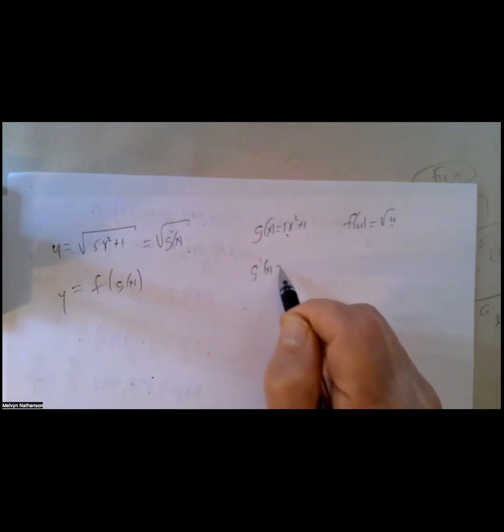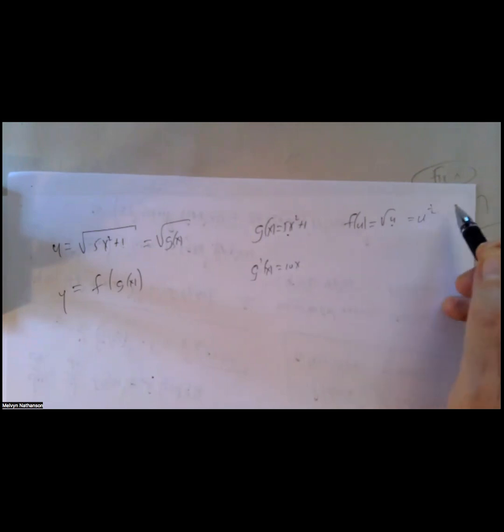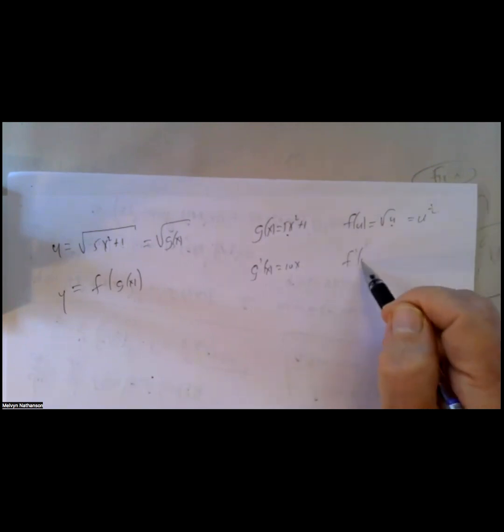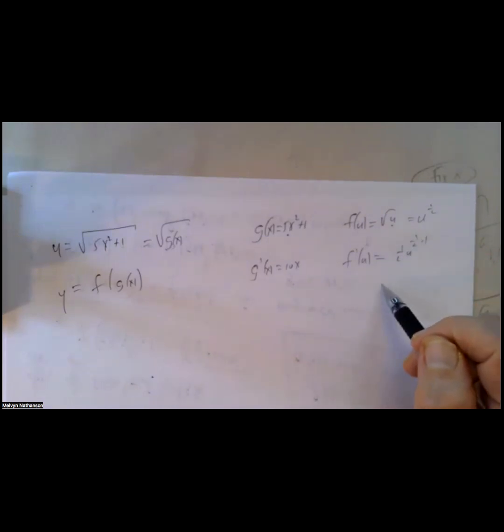g prime of x is just 10x. Square root of u is u to the 1/2. By the power rule, f prime of u is 1/2 u to the half minus 1, which is 1/2 u to the minus 1/2.